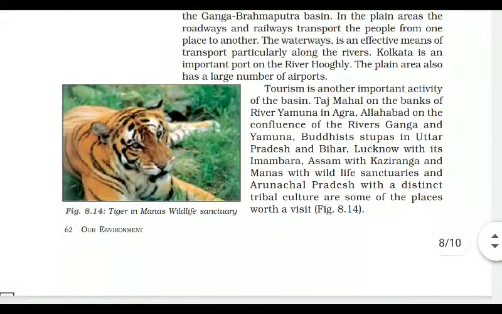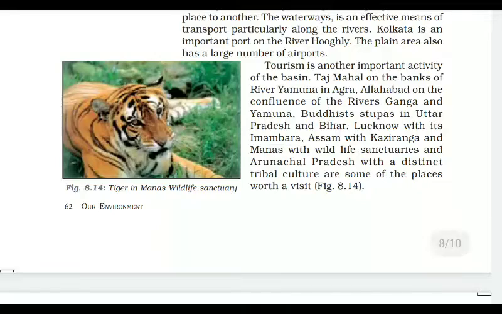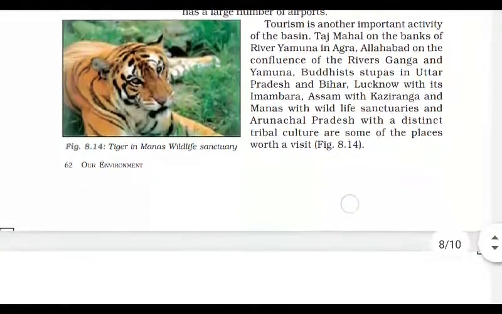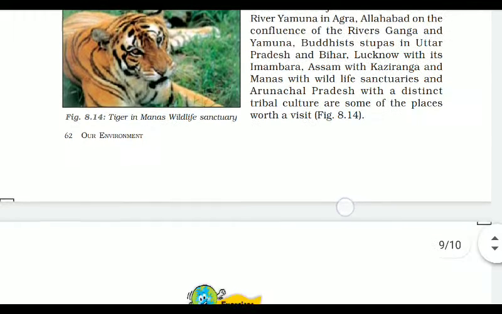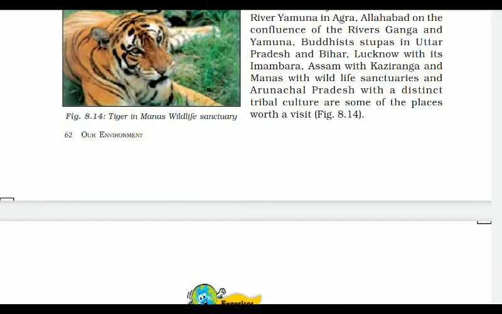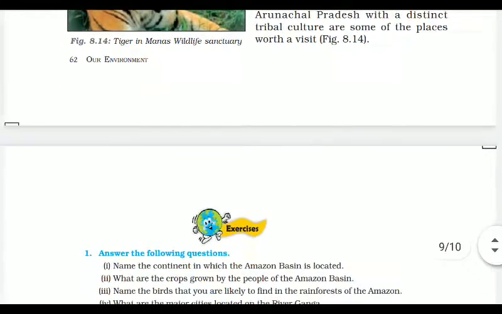Tourism is another important activity of the basin. The Taj Mahal on the bank of river Yamuna at Agra, Allahabad at the confluence of rivers Ganga and Yamuna, Buddhist stupas in Uttar Pradesh and Bihar, Lucknow with the Imambara, Assam with the Kaziranga and Manas wildlife sanctuaries, and Arunachal Pradesh with its distinct tribal culture are some of the places worth visiting. So that's the end of the chapter.